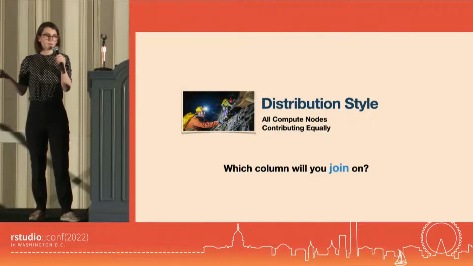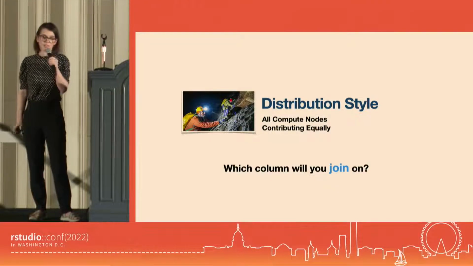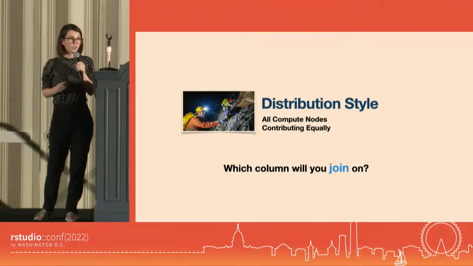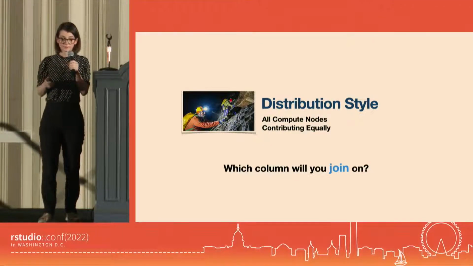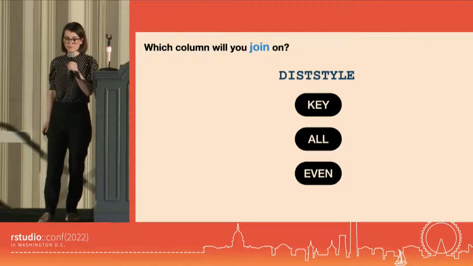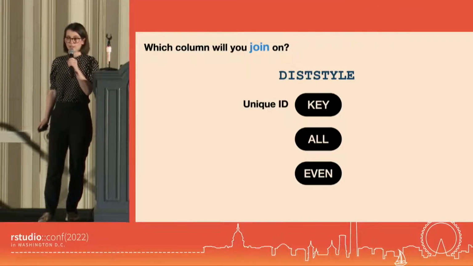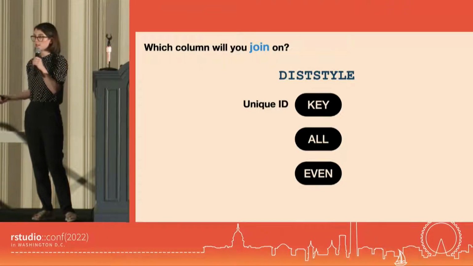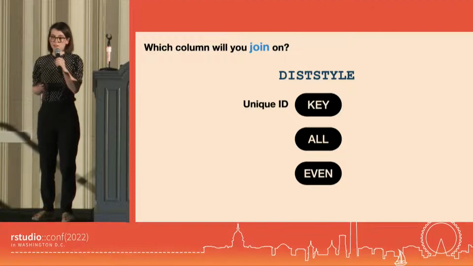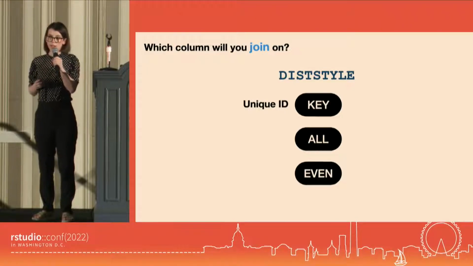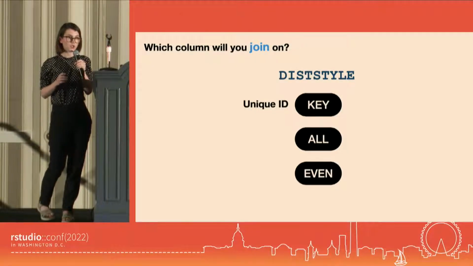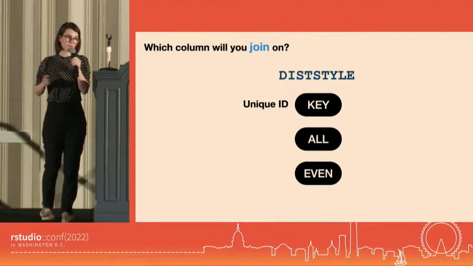But how do you do that? How do you know what's the right distribution style? You think about which column you're going to join on. If you're planning on joining on a unique ID, such as an order ID or a customer ID, then dist style key is what you want to use. And the choice of your dist key depends on which column you are going to use to join to another data set.